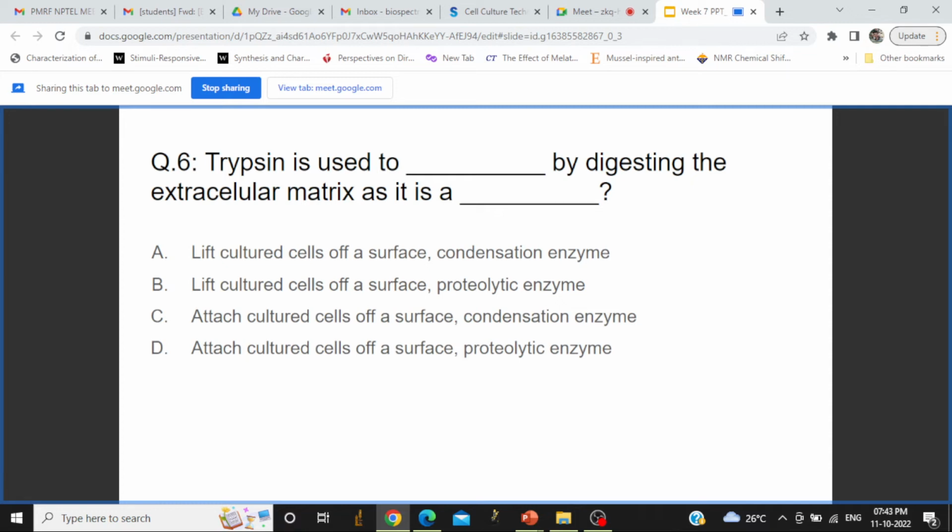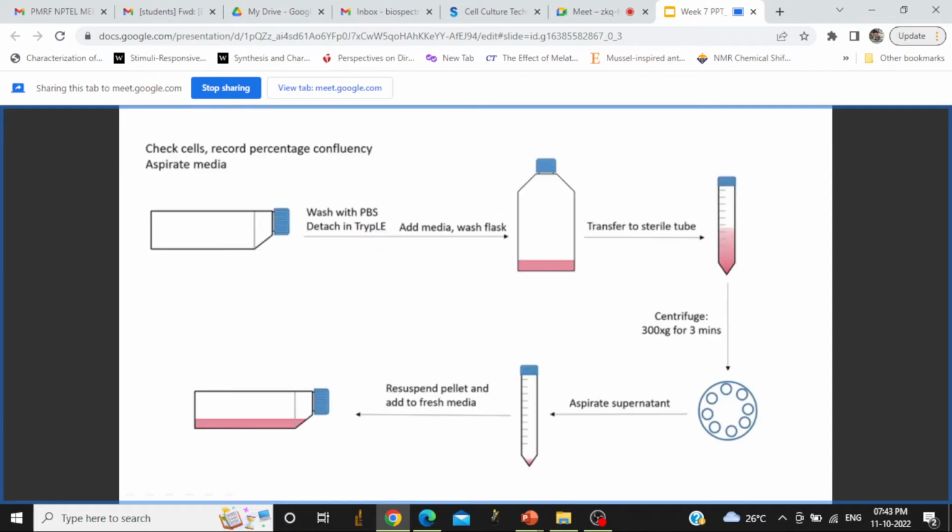Most of you have answered this question. This is the proteolytic enzyme, and it lifts cultured cells off the surface because it digests the extracellular matrix. So here I have shown why we need to lift the cells from the surface. Anyone?